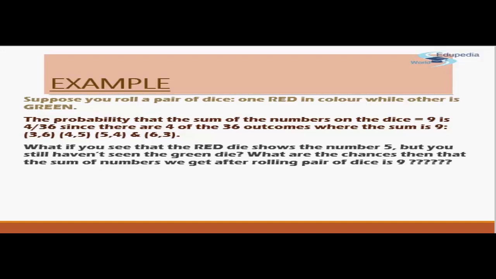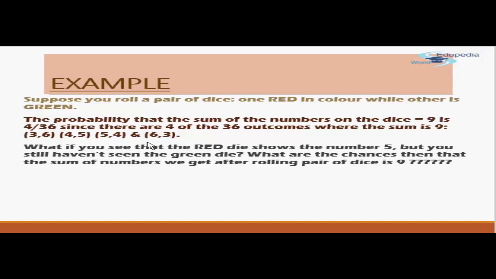If you have two dice, one red in color while the other is green, the probability that the sum of numbers on the dice is 9 is going to be 4 by 36. The reason for that is that there are 4 combinations altogether that will give you the sum of 9 if you roll the dice. They are 3 and 6, 4 and 5, 5 and 4, and 6 and 3. These are the different combinations you're going to get on the red and green dice, which give you the sum 9.